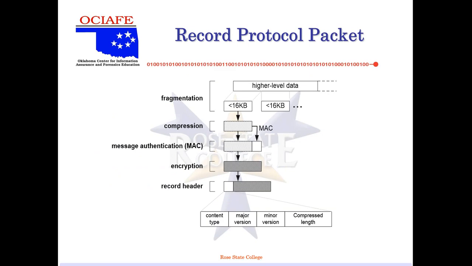Okay? So here's what we have. We have the fragmentation of everything above it, and it gets compressed into a MAC. The MAC gets sent in with the data. The MAC is added to the end of it. All that is then encrypted. Then you have the record header, and then that's sent out. So that's how the process flows of your data.